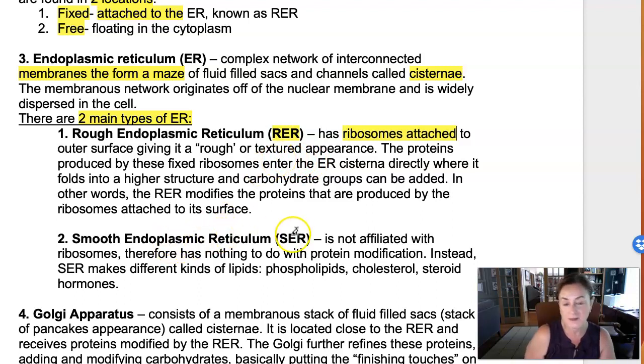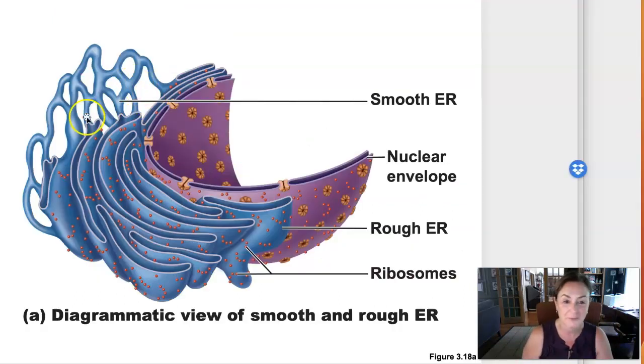The smooth ER, because there are no ribosomes attached, has nothing to do with protein production, and instead you're going to see the SER in cells that produce a lot of lipids. Instead, it makes different kinds of fats like phospholipids, which make up the plasma membrane. As you know, cholesterol is made by SER, steroid hormones are made by SER. And so that's the story of the SER. It's very different from the RER, except it is still just those membranous channels where those reactions take place.